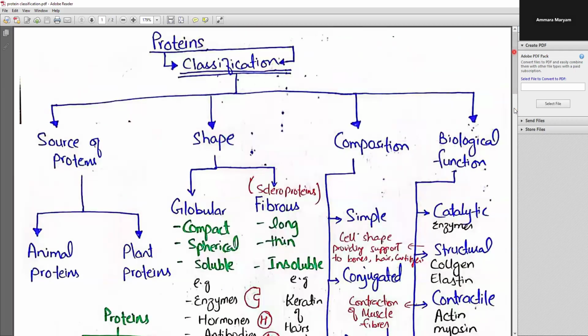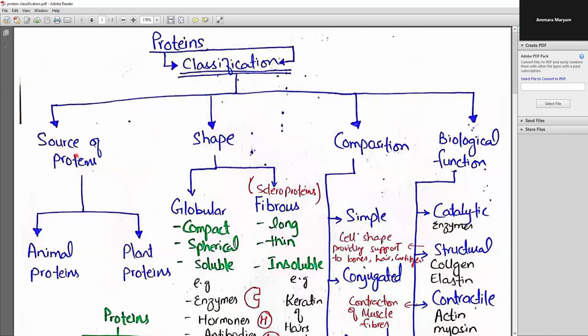In this lecture today, I'm going to discuss the classification of proteins. If we look at the classification of proteins, there are different ways the proteins are classified. They can be classified on the basis of their biological function, their chemical nature, their composition, their shape, as well as their source from where these proteins are being derived.